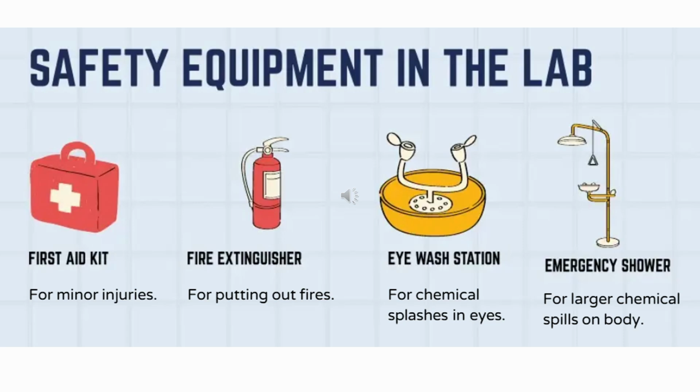This slide shows you the safety equipment that you can find in our labs. The first one would be the first aid kit with all the medicines and lotions or creams in it for minor injuries. A fire extinguisher for putting out any fire. The eye wash station is where you wash your eyes if there's a chemical spray on your eyes. And an emergency shower is used for larger chemical spills on any part of your body.